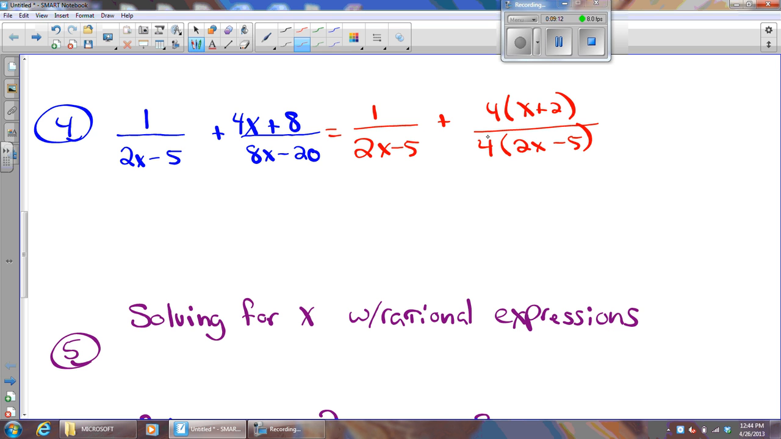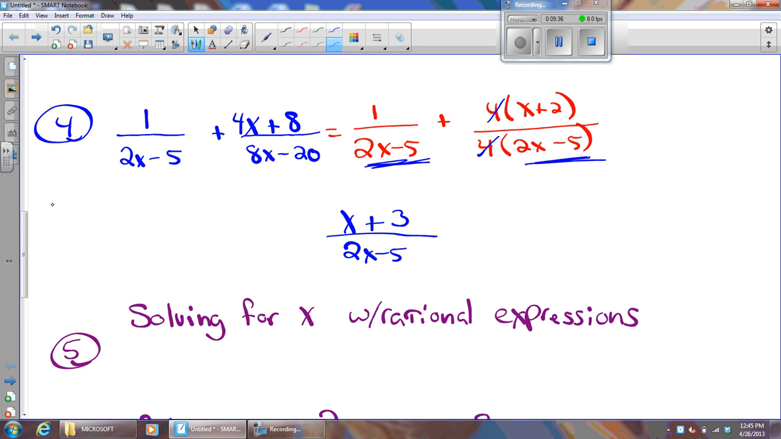Hey, look at that. I can simplify this. The 4s can cancel. And now look at that. I have the LCD already. I simplified one of the fractions first, and I ended up with my LCD. So I'm cool. All I have to do is combine my numerators. I have x plus 2 plus 1. That would be x plus 3 over 2x minus 5.